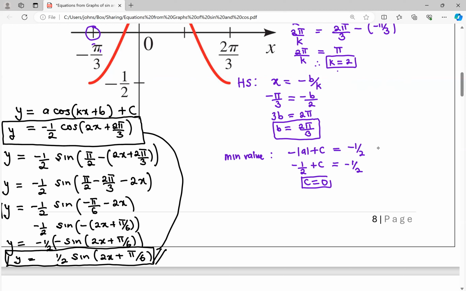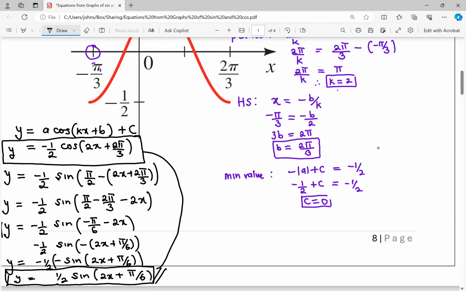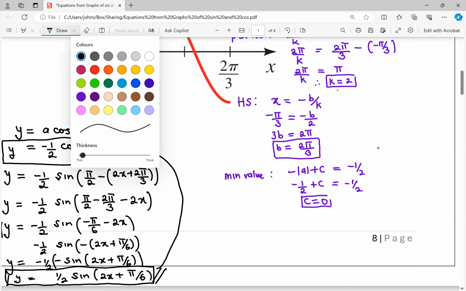Now, if you want to check, you can always check whether your answer is correct or not. And to do the checking, you just take a point, just as we said before. So let's just check. We don't have to do all of the two. Just take one and check.